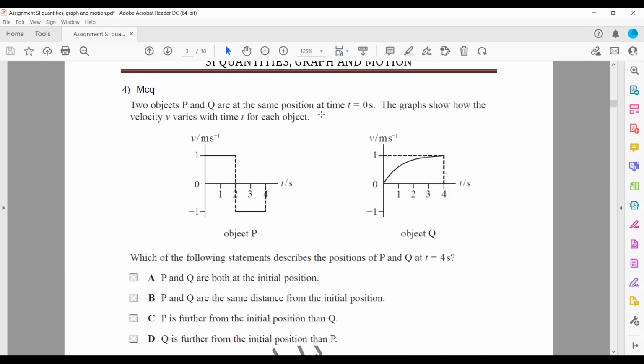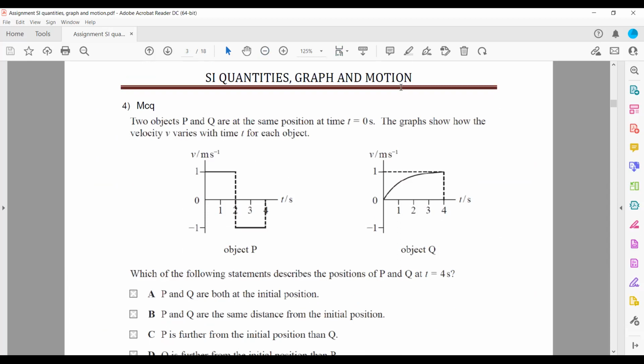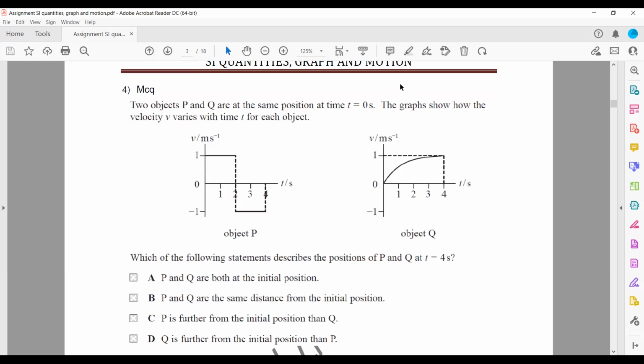In question 4, two objects are there. P and Q are at the same point at time t. The graph shows how the velocity v varies for each object. Which of the statements describes the positions of P and Q at time t equals 4?